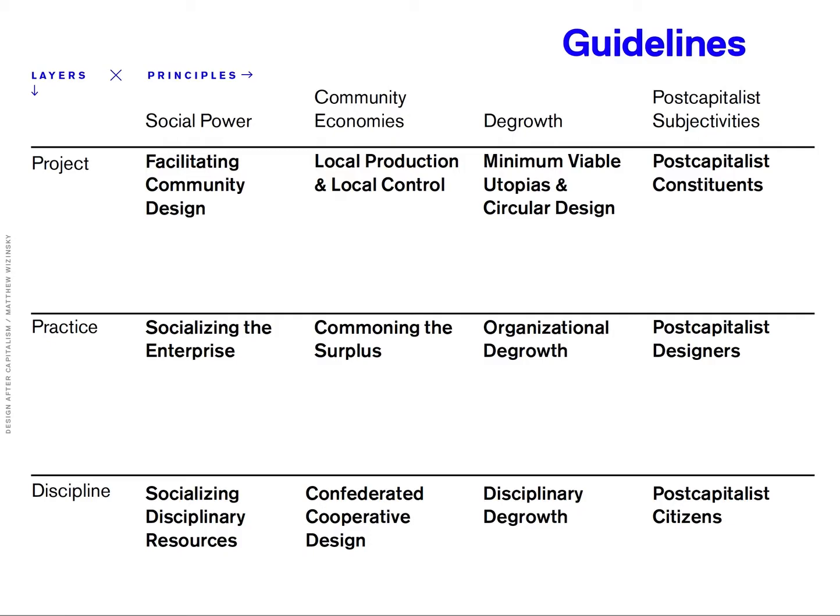What are those structures and infrastructures that lead and guide and shape a discipline? And so if we take the 4 main principles and apply them across those 3 layers, I come up with 12 specific strategies, and within each of those strategies have very specific guidelines that are prompted as questions for designers to consider as they do their work.